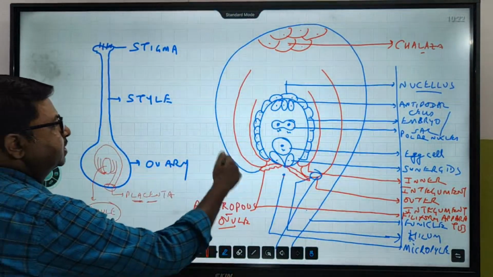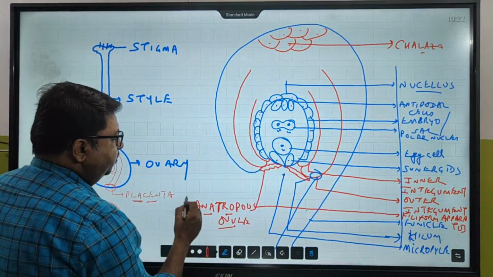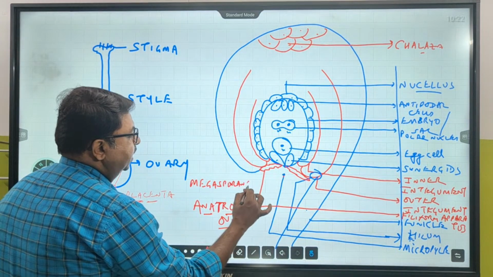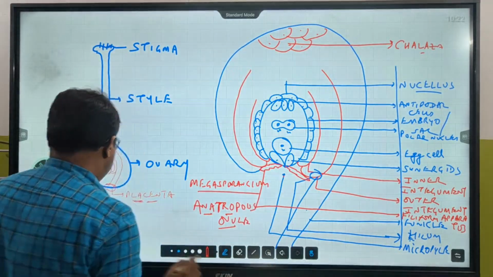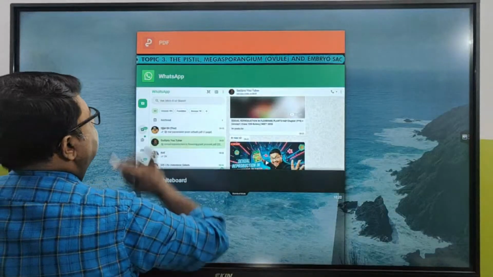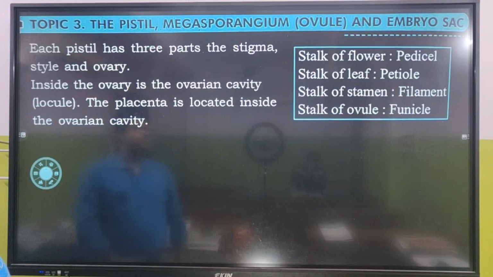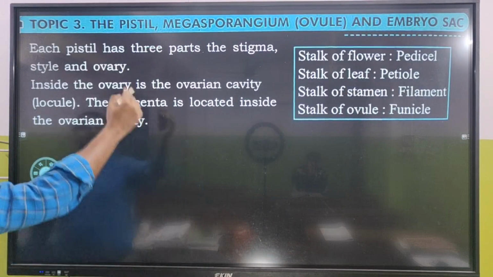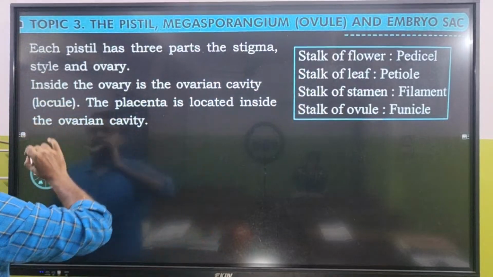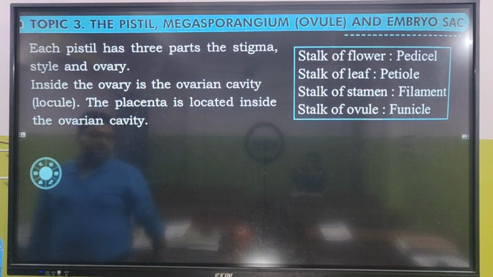Now, this is the structure of the ovule, which we also call the megasporangium. Now, today's topic starts from here. Today's topic starts from megasporangium and embryo sac. So the pistil, megasporangium, that is ovule, and embryo sac. Now, what does it say?